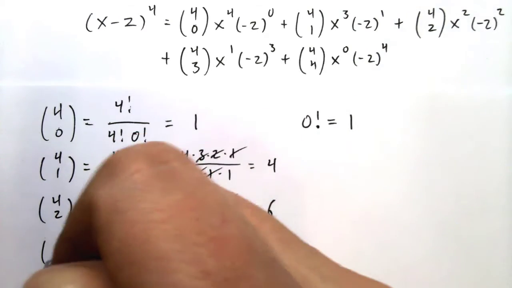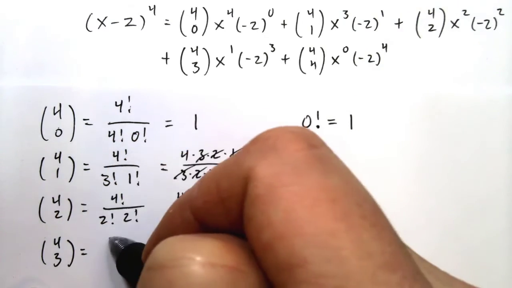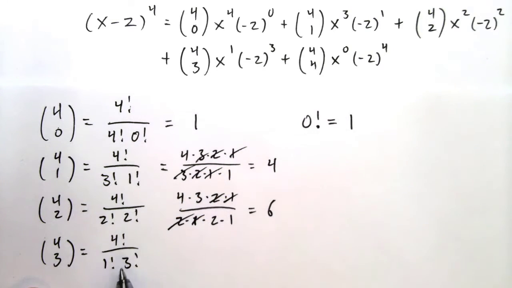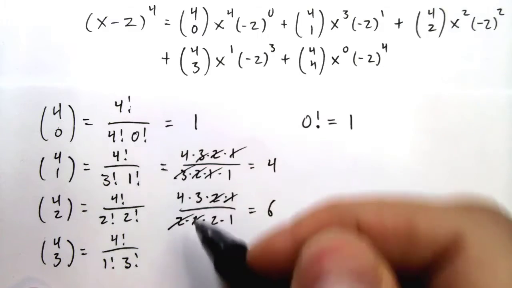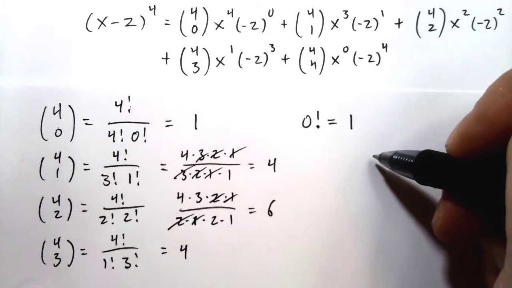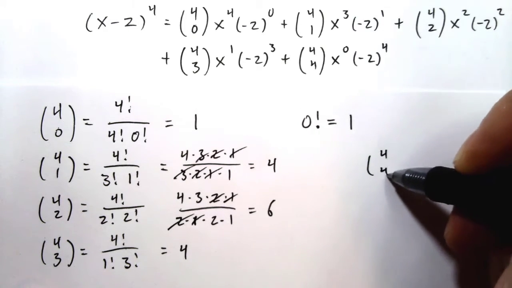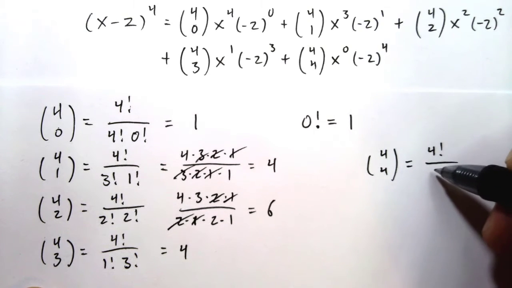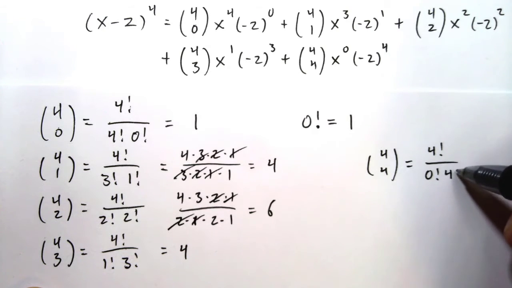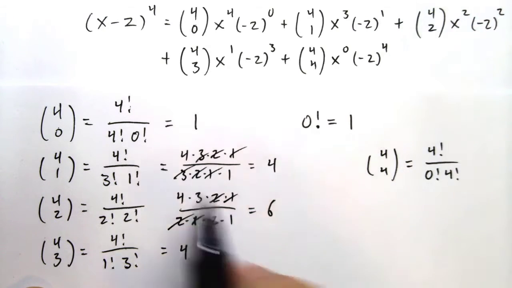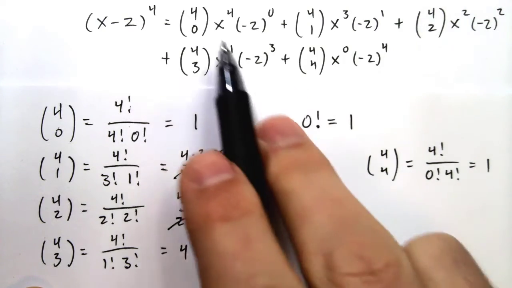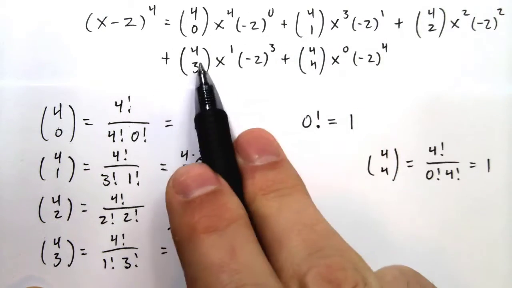And what about 4 choose 3? Well, that's going to be 4 factorial divided by 1 factorial times 3 factorial. Well, that's the same as this, right? So that's equal to 4. And then 4 choose 4 is 4 factorial divided by 4 minus 4 factorial. It's 0 factorial times 4 factorial. Well, and again, as we did over here, that's equal to 1. Okay, so we've just figured out what all of these are.